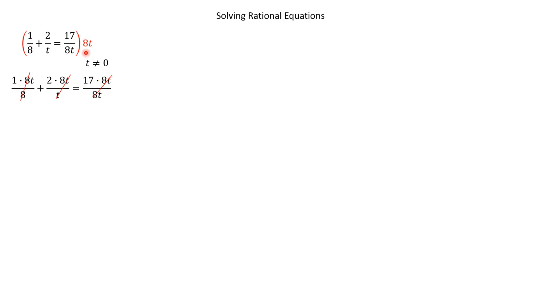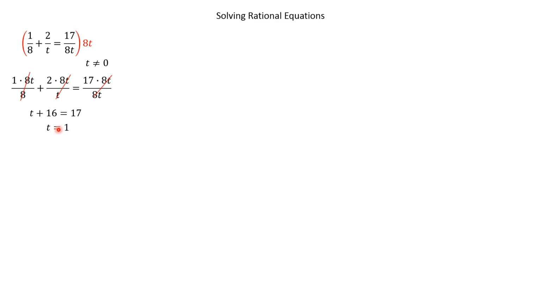So generally, I would go 8t, multiply, 8 cancels, 1 times t. Here the t cancels, 2 times 8, and here they both cancel, it's just 17. And we'll see that as we go through some of these problems. But I want you to notice how all of the denominators are gone now. And so we're just left with t plus 16 equals 17. This is an easy one to solve. From here, subtract 16, t equals 1.